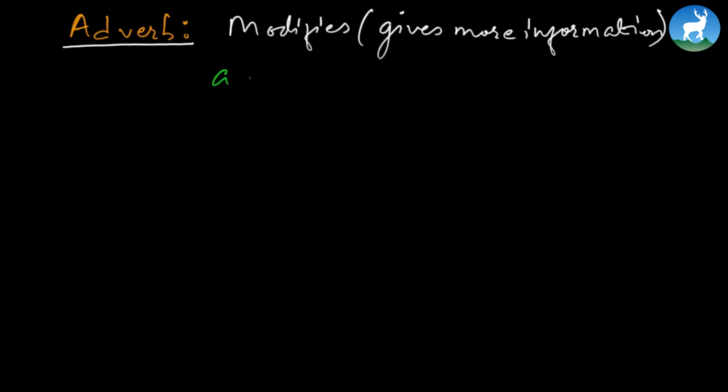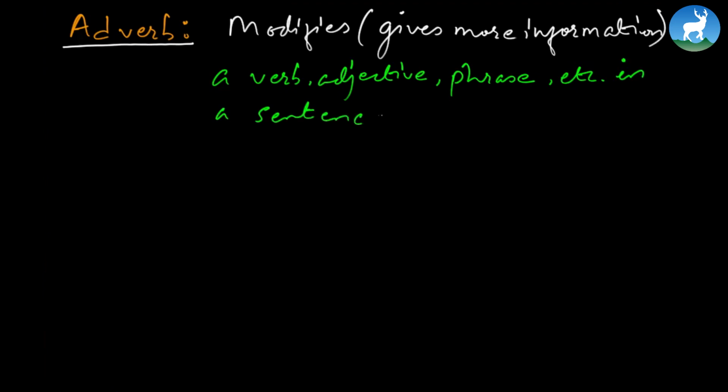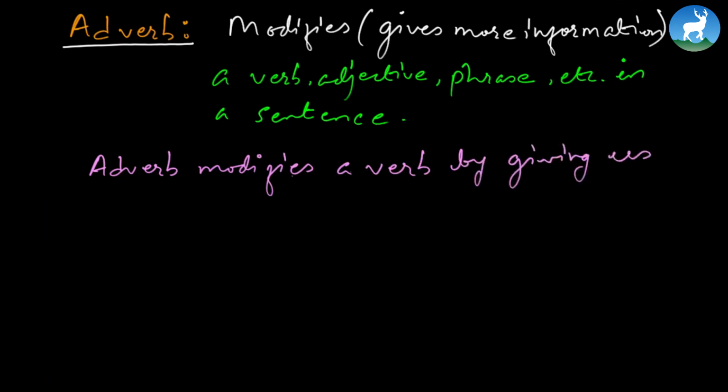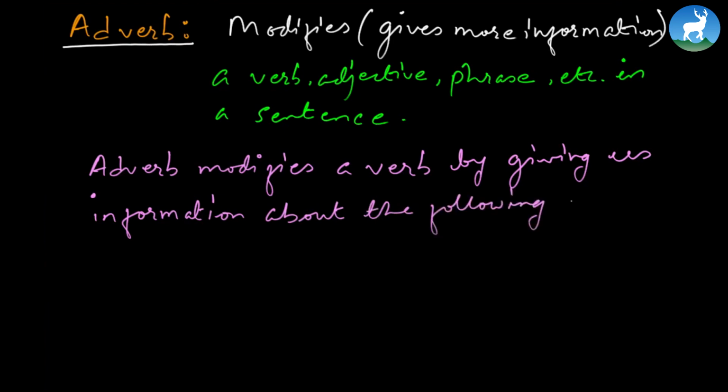It modifies a verb. It could be an adjective. Sometimes it could be a phrase as well. Sometimes it ends up modifying an adverb itself. So, a verb, adjective, phrase, etc. in a sentence. Now I'm going to clarify this more with an example. Whenever an adverb modifies a verb or any phrase or adjective in a sentence, it always provides information about the following aspects of the verb.